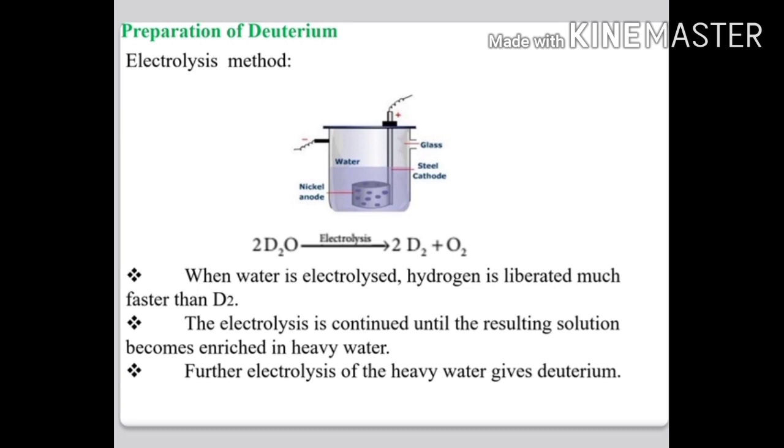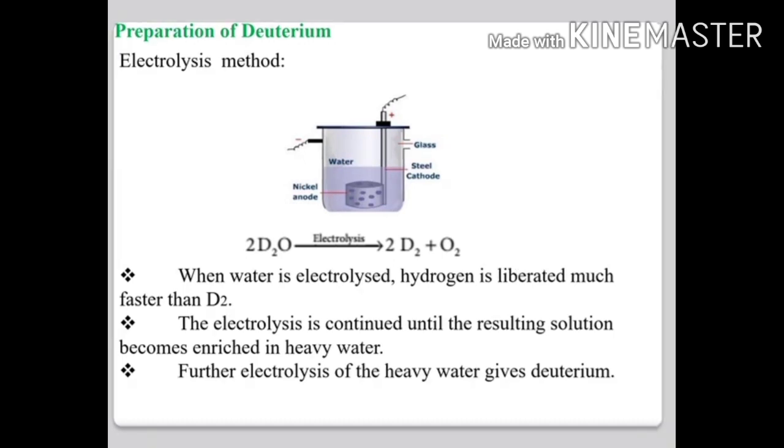The electrolysis is continued until the resulting solution becomes enriched in heavy water. Now our normal water is converted into heavy water, which is electrolyzed again and produces deuterium. So the one and only method of preparation of deuterium is the electrolysis method, taking water as the electrolyte. Electrolysis continues until the resulting solution becomes enriched in heavy water, and further electrolysis of heavy water produces deuterium.